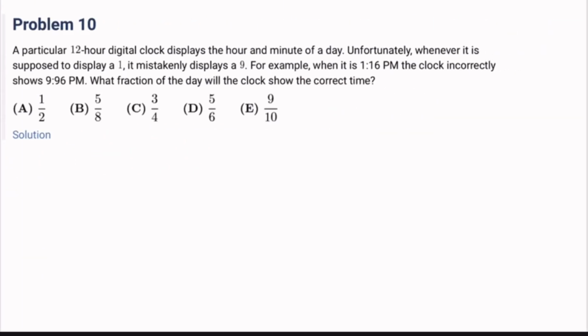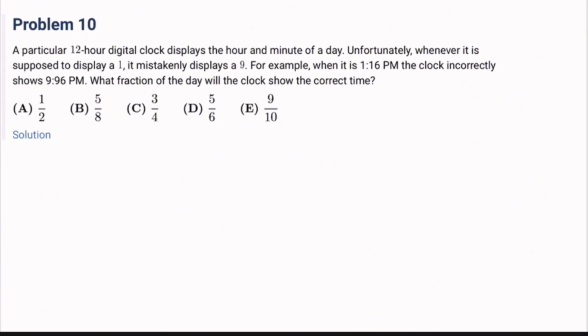Number 10. A particular 12-hour digital clock displays the hour and minute of a day. Unfortunately, whenever it is supposed to display a 1, it mistakenly displays a 9. For example, when it is 1:16 p.m., the clock incorrectly shows 9:96 p.m. What fraction of the day will the clock show the correct time?